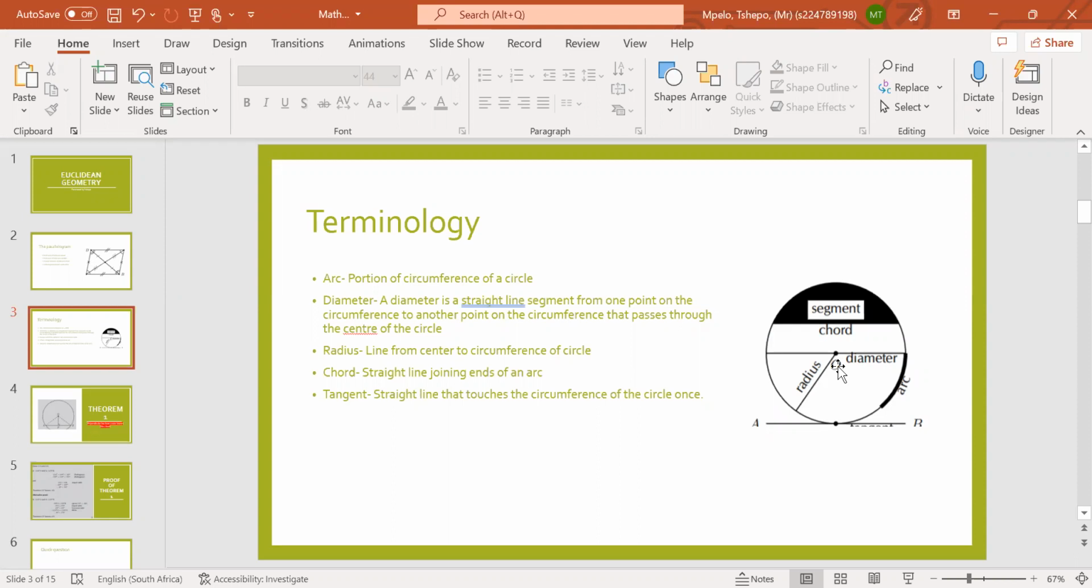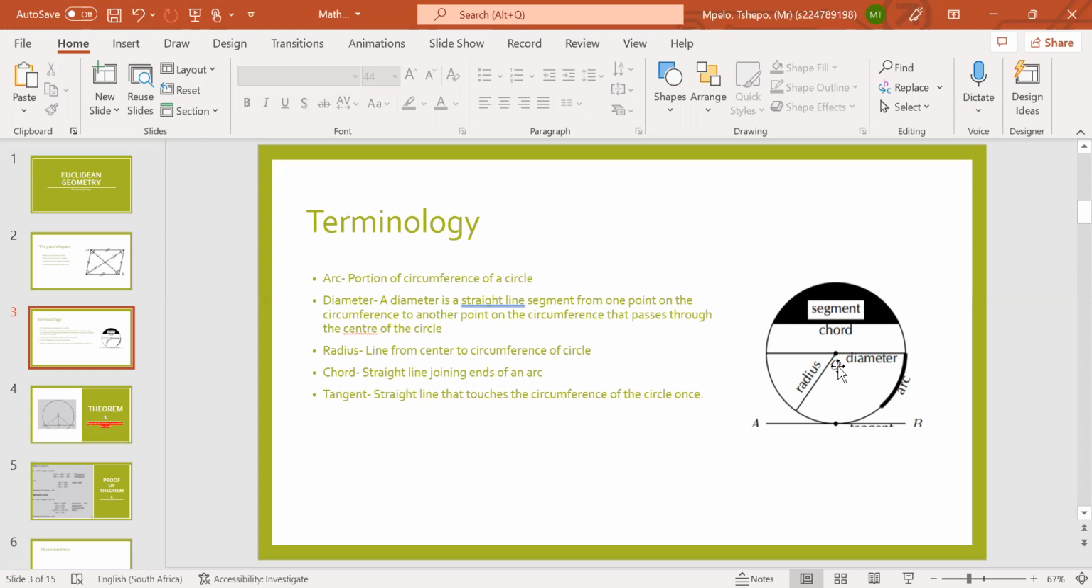As long as the line enters the circle and touches the circle twice, that's not your tangent. The tangent should come from the outside and should touch the circumference of the circle once. That's the requirement to call a line a tangent. Anything besides that, you don't call a tangent. That's also important. You got that? Yeah, got it.